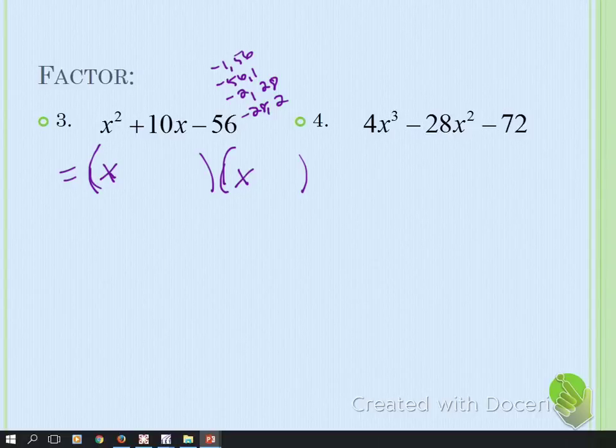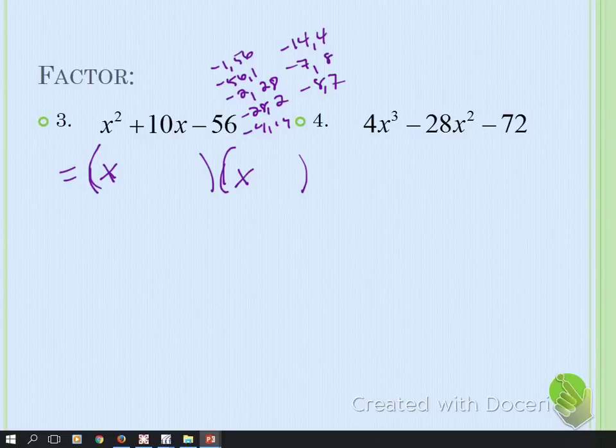We can go 3, 4 won't do it. Let's see, 3 won't do it. Well, 4 will go into it. So we can go negative 4 and 14, negative 14 and 4. 5 won't go, 6 won't go, but we could do 7 and 8. So negative 7 and 8 or negative 8 and 7.